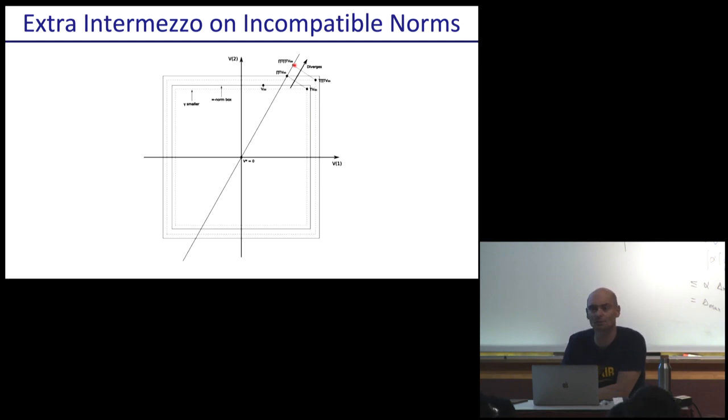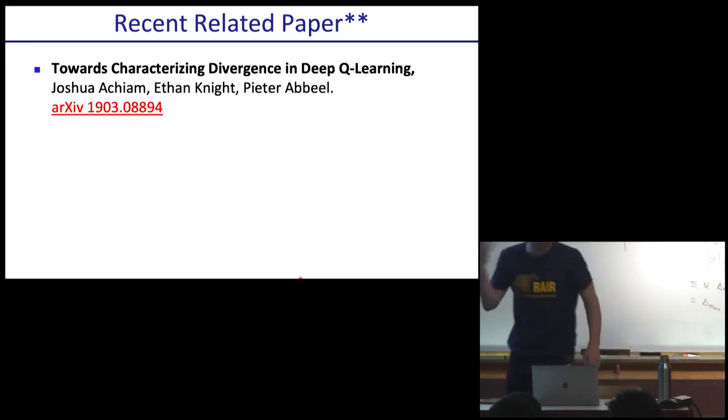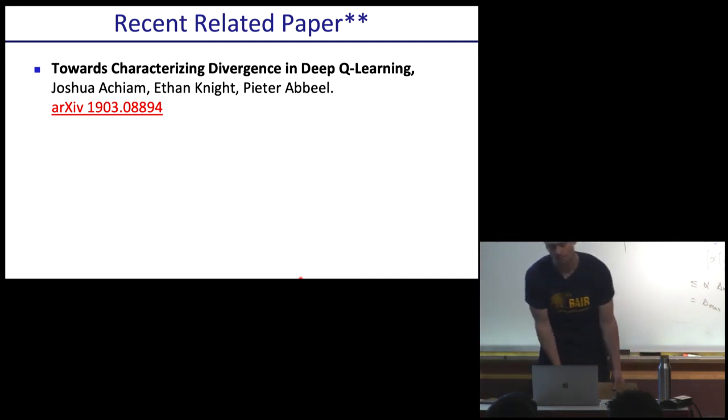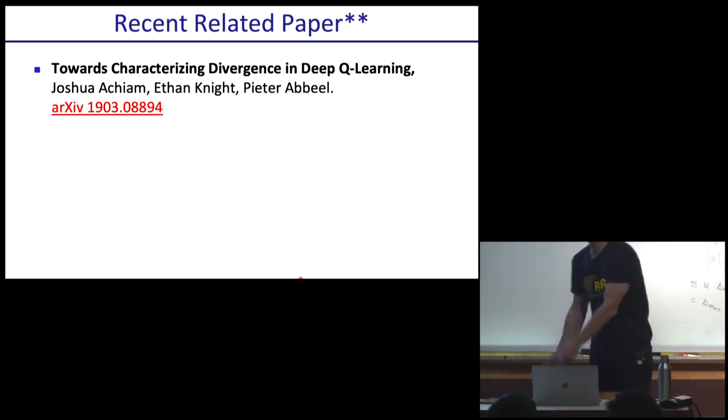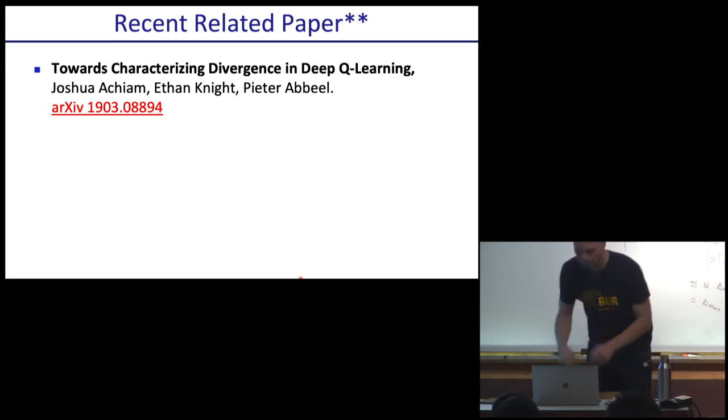This is a very simple drawing showing that if your norms are not the same, even if you have contractions against both of these norms, if you alternate, you can get something that doesn't converge at all and diverges to infinity. If you're curious about more of those things, we recently wrote a paper going a little in the direction of looking at why there can be divergence in Q-learning, which is a sample-based version of value iteration that uses the Q-values rather than the V-values, just for some practical reasons. That's another starting point if you want to think about this more.